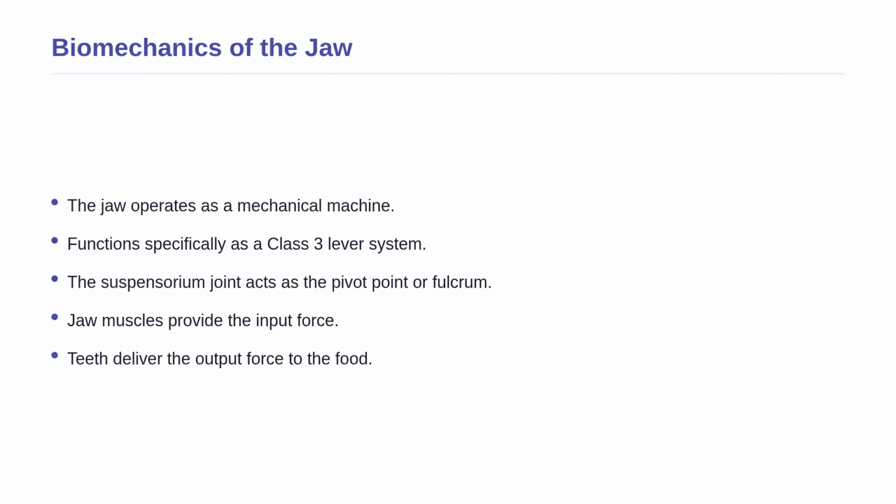This brings us to a crucial question. Why do different animals have such different jaw suspensoriums? To truly understand this, we must look at the jaw not just as biology, but as a mechanical machine. In physics, the jaw operates as a lever system, specifically a class 3 lever in most vertebrates. The jaw joint, which is the suspensorium, acts as the pivot point, or fulcrum. The jaw muscles provide the input force, and the teeth deliver the output force to the food. By changing the position of the suspensorium, evolution can drastically alter an animal's bite force and speed.